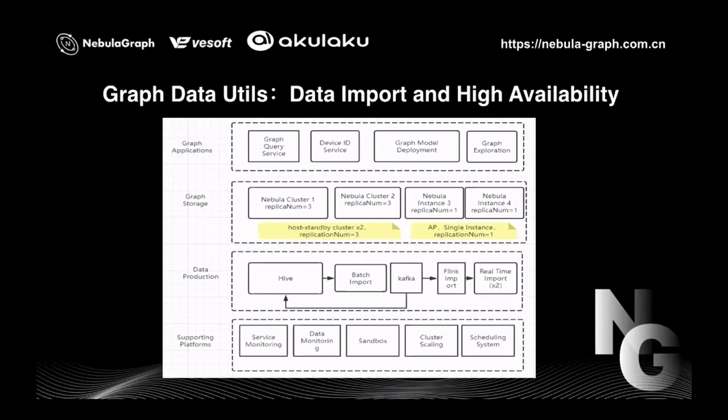And to ensure the data consistency and for the convenience of initializing the data, we need the data production layer. As you see on the third layer, we need support from Hive for batch mode, batch import. So we digest data from Hive and write it to Nebula using Spark. And for real-time import, we have Flink clusters deployed. We have new edges coming in Kafka in real time. And we also have supporting platforms like service monitoring, data monitoring, sandbox, clustering, scaling, and scheduling.